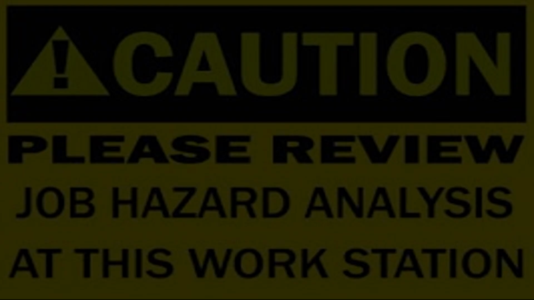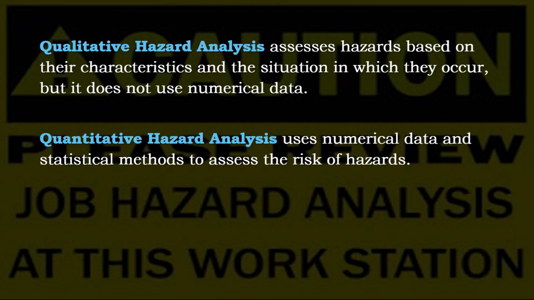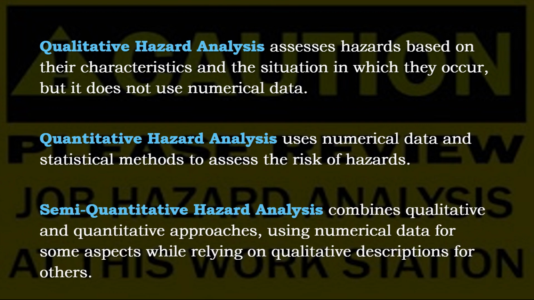There are multiple methodologies for conducting a hazard analysis based on the type of information available. The types of hazard analysis methods are qualitative hazard analysis. This method assesses hazards based on their characteristics and the situation in which they occur, but it does not use numerical data. Quantitative hazard analysis. This approach uses numerical data and statistical methods to assess the risk of hazards. And semi-quantitative hazard analysis. This method combines qualitative and quantitative approaches, using numerical data for some aspects while relying on qualitative descriptions for others.